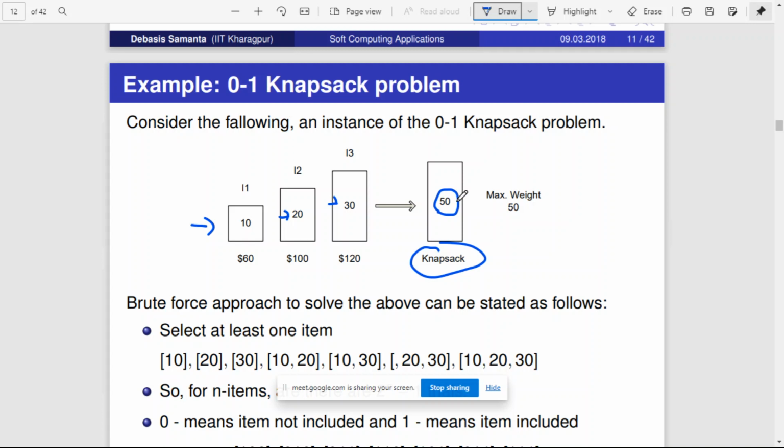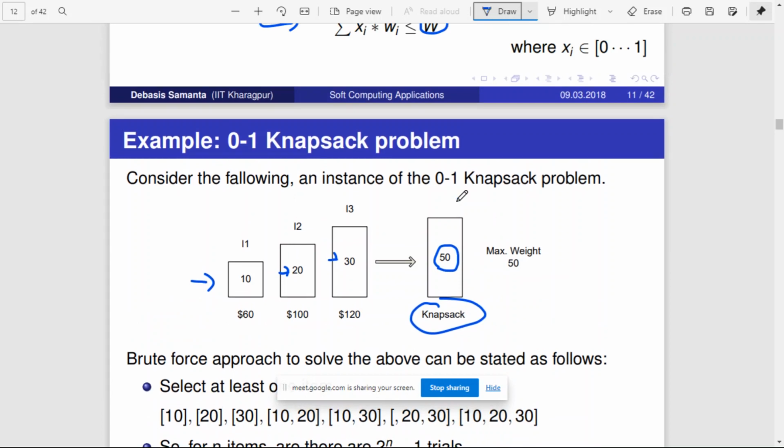Now could you say what the possible combinations available here are? I'm not asking anything technically; in the brute force technique you can answer. Is the problem clear? These are the 3 items available in the shop: i1, i2, i3. The weight of i1 is 10 kg, i2 20 kg, i3 30 kg, and these are the costs. The knapsack size is 50 kg. It can hold totally 50 kg weight, not more than that.